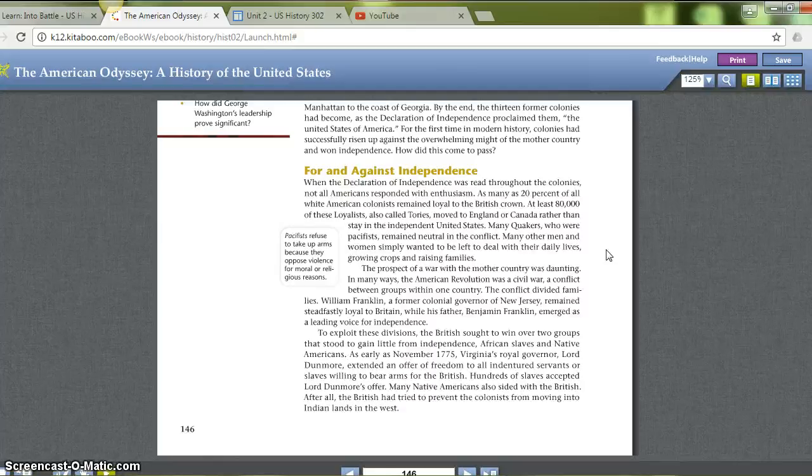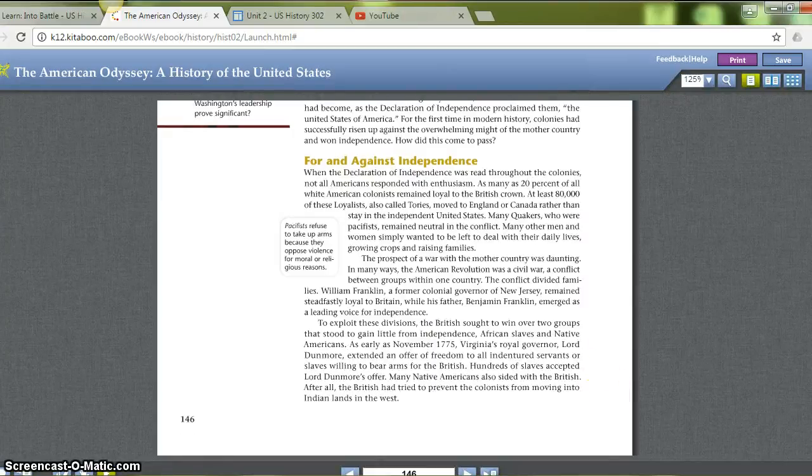To exploit these divisions, the British sought to win over two groups that stood to gain little from independence: African slaves and Native Americans. As early as November 1775, Virginia's royal governor, Lord Dunmore, extended an offer of freedom to all indentured servants or slaves willing to bear arms for the British. Hundreds of slaves accepted Lord Dunmore's offer. Many Native Americans also sided with the British. After all, the British had tried to prevent the colonists from moving into Indian lands in the West.